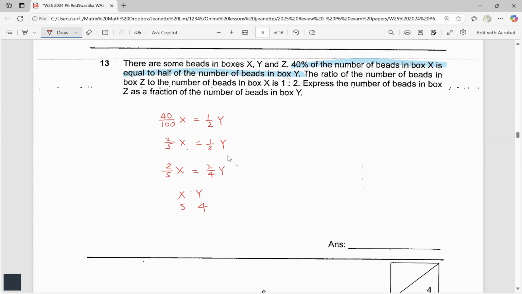The second set of ratio is given in the question, z to x, which is 1 to 2. This means that I need to find my common base, which is x, and make them the same. Common multiple of 5 and 2 is 10. So I times 2 and times 5.